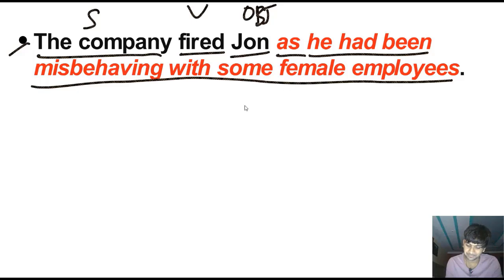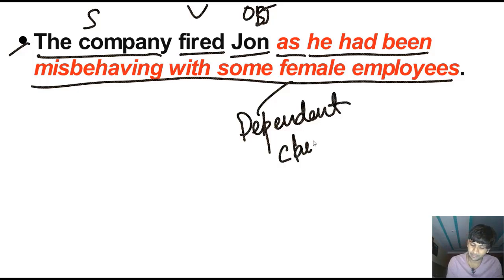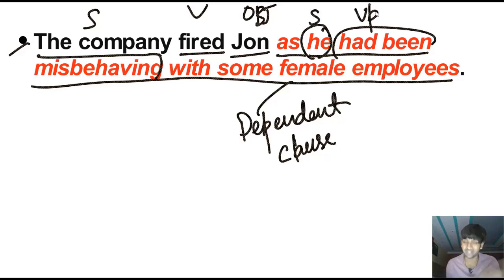So this entire thing is a dependent clause. Understand this clearly, guys. It is a dependent clause. Why are we calling it a clause? Because it has the subject, it has the verb phrase, right? Subject, verb phrase, that means it's a clause. Why is it a dependent clause? Because it starts with a subordinating conjunction, as. On its own, it cannot give a complete meaning. As he had been misbehaving with some female employees does not give a complete meaning, right?